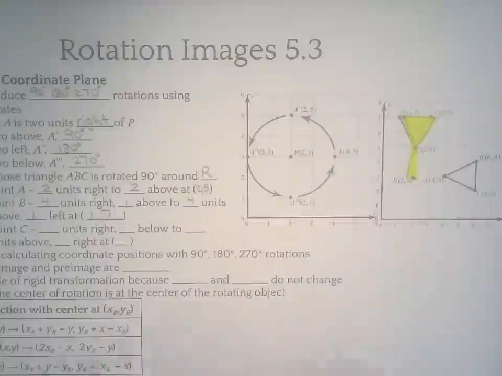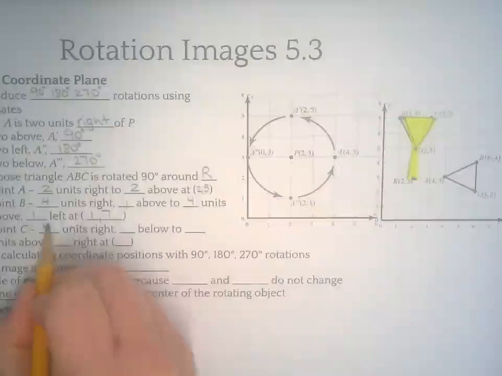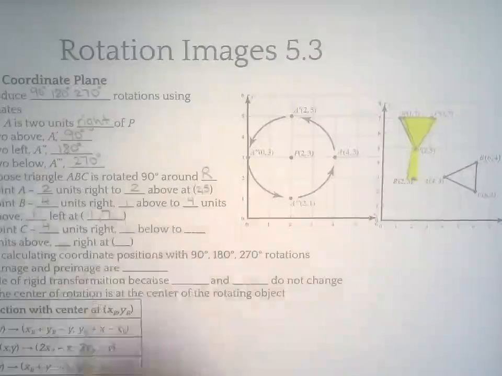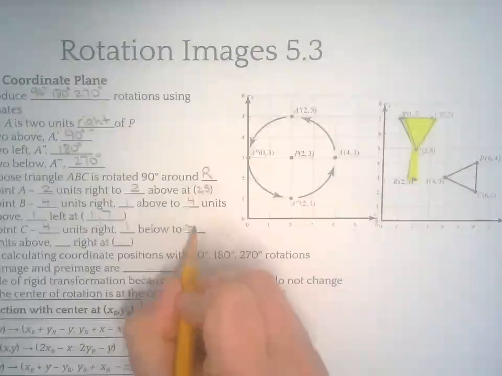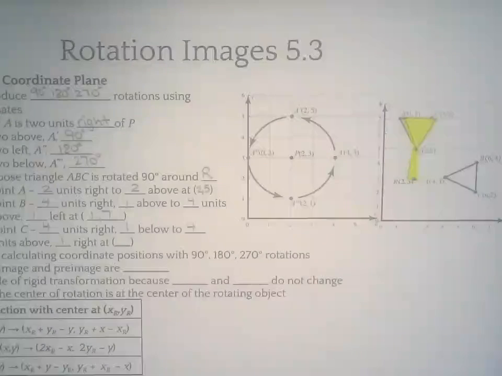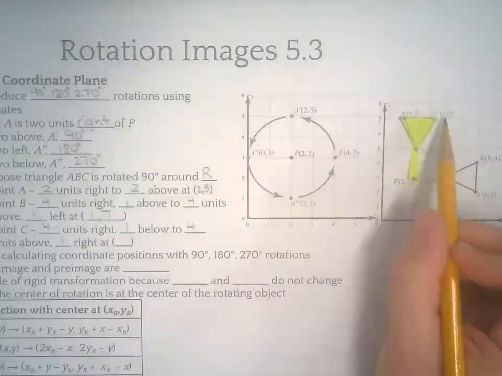Last one, we're looking at point C. Point C was 4 units to the right and 1 unit below. After you rotate, it's 4 units up and 1 unit right, creating the new coordinate, C prime, right there at 3,7.